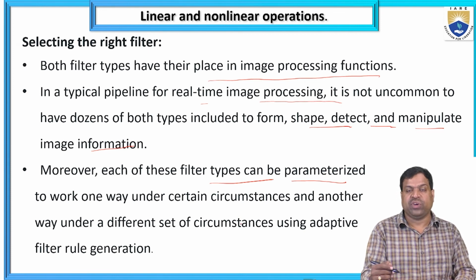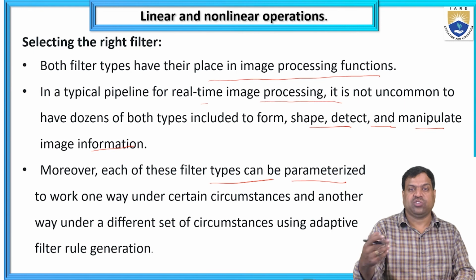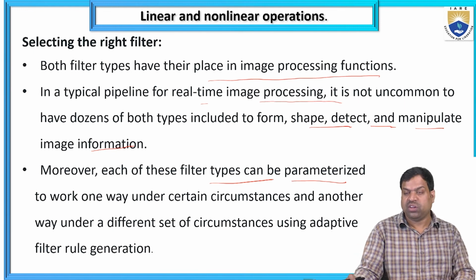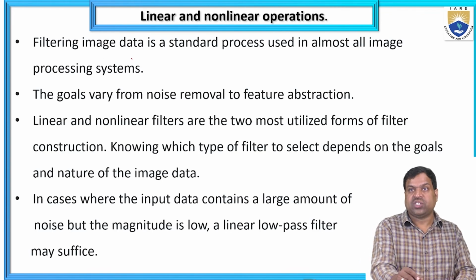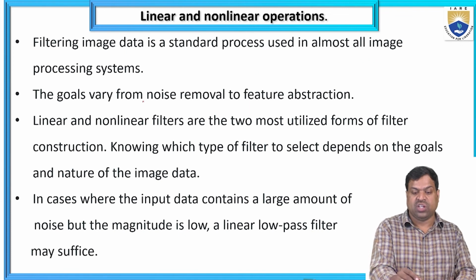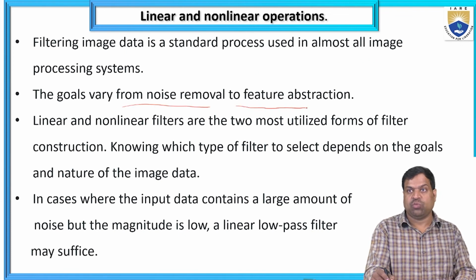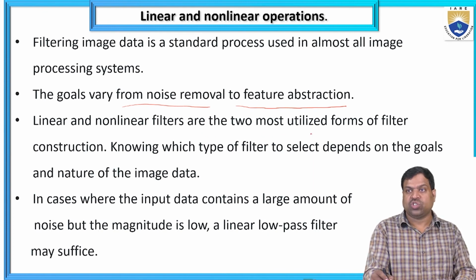So which type of filter is better? What is the right filter? Some filters are used for linear and some for nonlinear, but which one is better for the right selection? Filtering image data is a standard process used in almost all image processing systems. The goals vary from noise removal to feature extraction. Linear and nonlinear filters are the two most utilized forms of filter construction, and the filter selection depends on the goals.